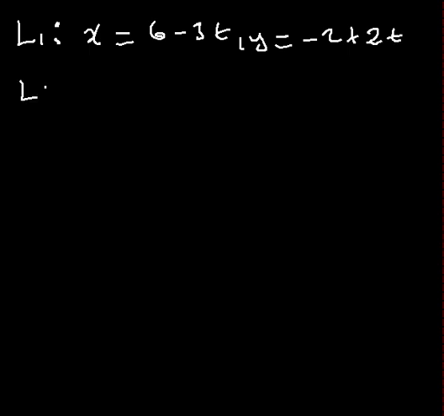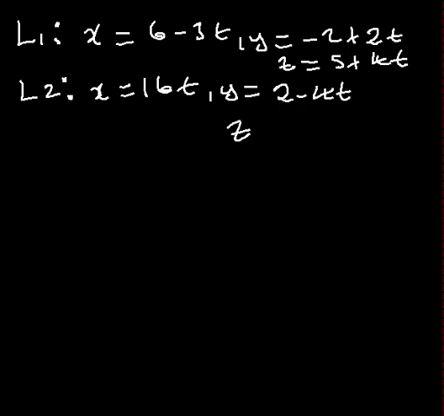So how about this case. Let's say this is line 1, which is given as x equal to 6 minus 3t, and y equal to negative 2 plus 2t, and we have another line, line 2, given as x equal to 16t, and y, and by the way, we have a z here, which is given as 5 plus 14t, and 2 minus 4t, and z equal to 13 minus 8t.